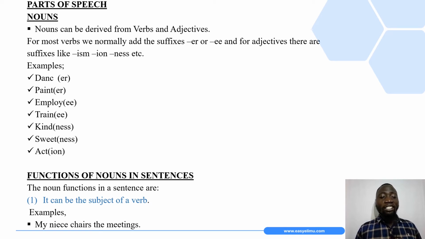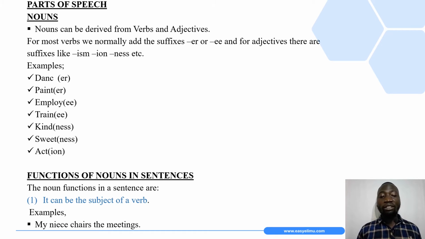So in the second example, we have the verb paint. If we directly add the ending er to the base of the verb paint, we will form a noun, that is painter. A painter, again, is used to describe one who paints, that is uses paint to decorate a wall.